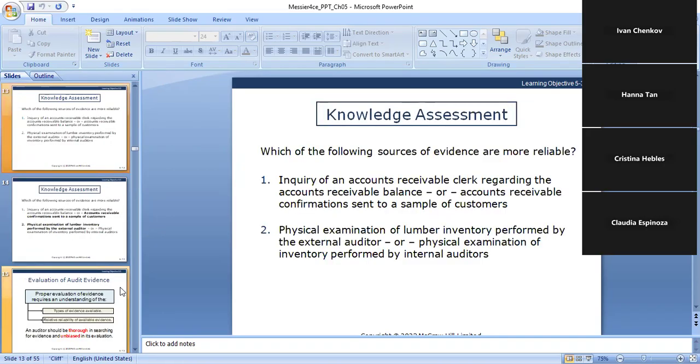So let's check your knowledge. Which of the following sources of evidence are more reliable?